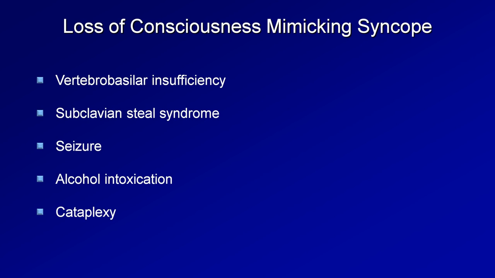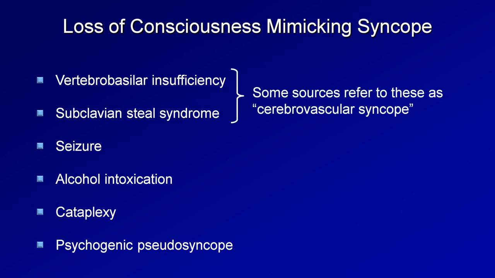Finally, there's a self-explanatory condition called psychogenic pseudosyncope, which isn't common, but can be very difficult to distinguish from true syncope. You should be aware that some references and clinicians consider the first two conditions on this list to actually be forms of syncope, which they refer to as cerebrovascular syncope or sometimes neurogenic syncope.